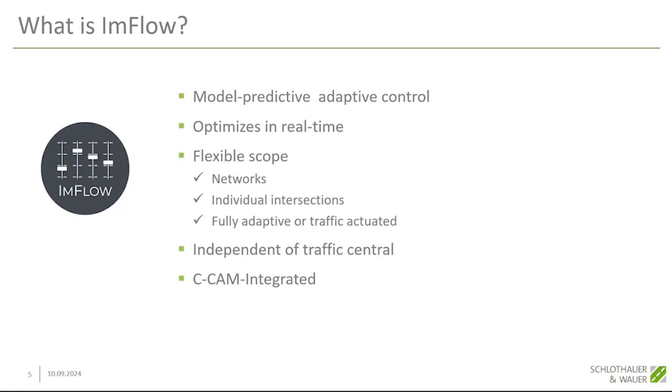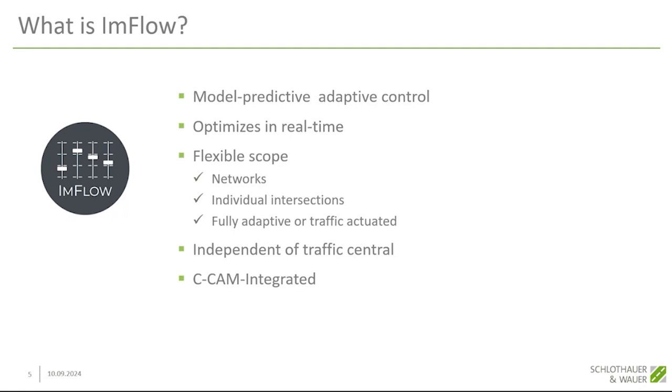ImFlow is also a control algorithm that is not only working at the network level, as for example MyCityAdaptive does, but it's also controlling individual signals at individual intersections. You can run it in different modes, the most extreme being a fully adaptive mode or simply a traffic actuated mode, depending on the detectors that you have at hand and on the goals that you want to achieve.